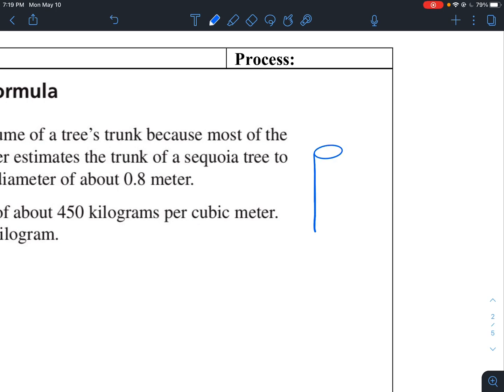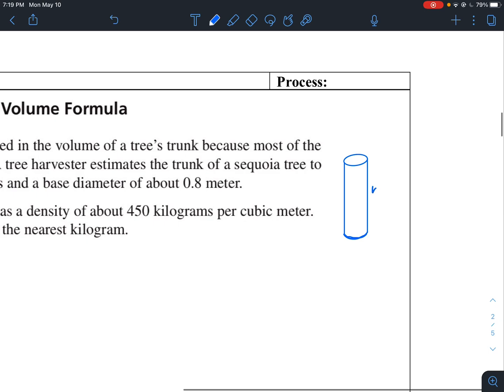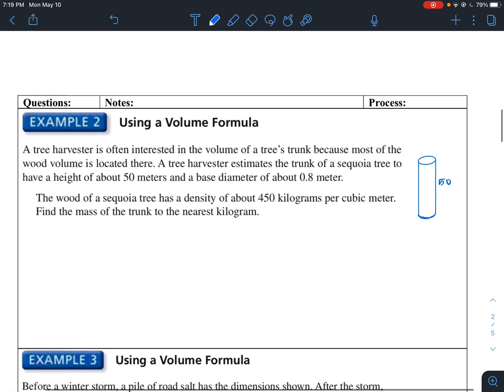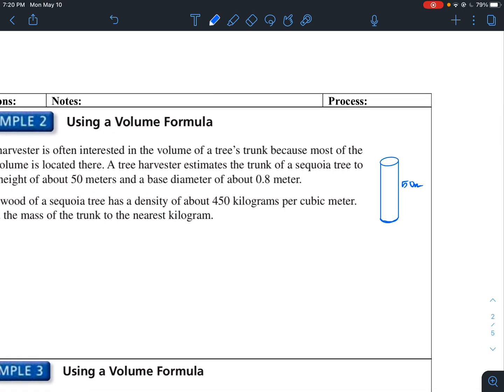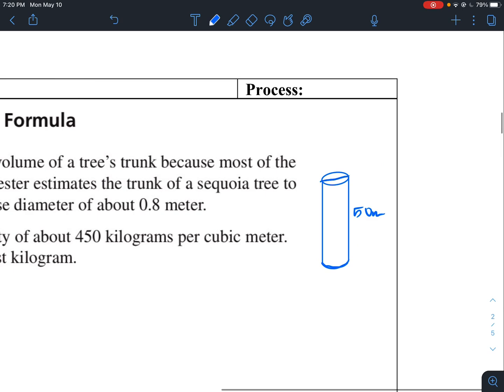So let's take a look at this tree trunk, which would be kind of like a cylinder. He says that the average is 50 meters, and with a diameter of 0.8. So I'm more interested in the radius. So the radius here would be 0.4 meters.